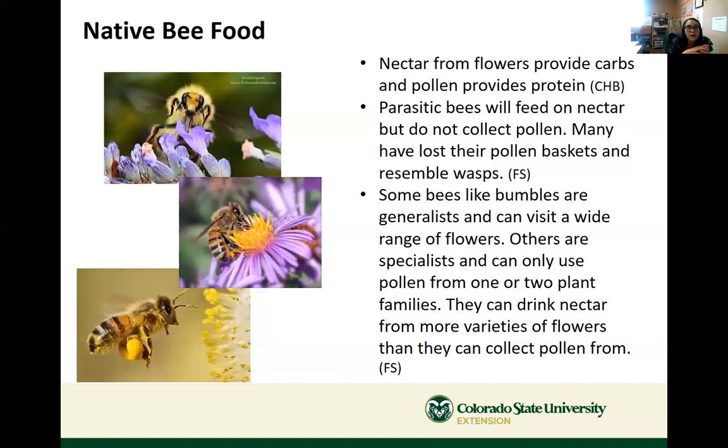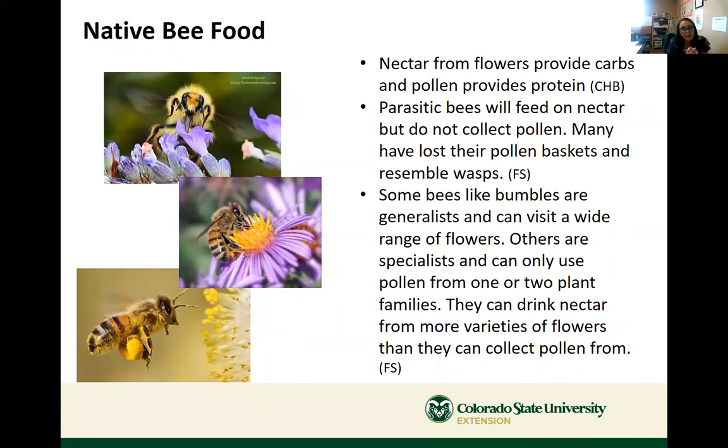Parasitic bees will feed on nectar, but do not collect pollen. They don't usually do a lot of pollinating. And many have actually, over time, evolved to have lost their pollen baskets. And a lot of the parasitic bees actually resemble wasps. And on the bottom here, here's a really good picture of a big, beautiful pollen basket on a bee. That's pretty neat.